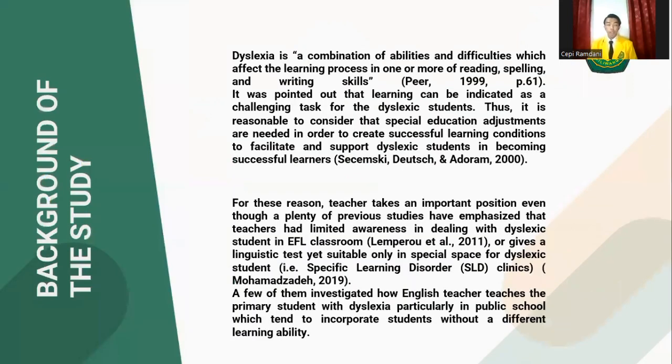We're going to start from the background of the study. As we know, dyslexia is a combination of abilities and difficulties which affect the learning process in one or more of reading, spelling, and writing skills. It was pointed out that learning can be a challenging task for dyslexic students. Thus, it is reasonable to consider that special education adjustments are needed in order to create successful learning conditions to facilitate and support dyslexic students in becoming successful learners.